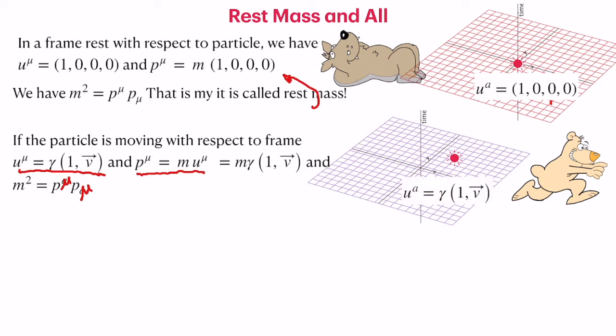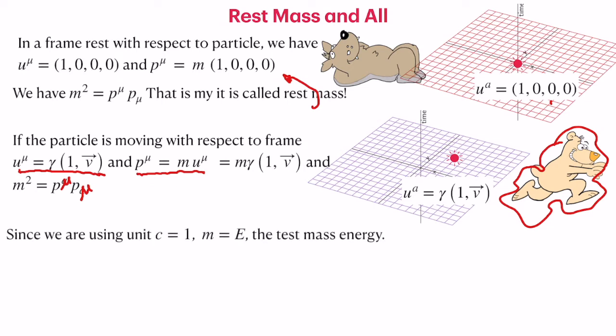In this case, you have either the particle moving or the observer. You can consider this one itself to be the particle moving with respect to the frame with this four-velocity. Now note that we are using units where c = 1, which means that E = m. There is no famous formula E = mc². We simply have E = m because we are taking c = 1. So that is called the rest mass energy of the particle.